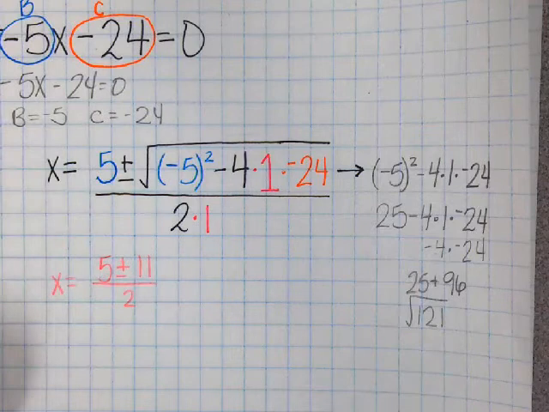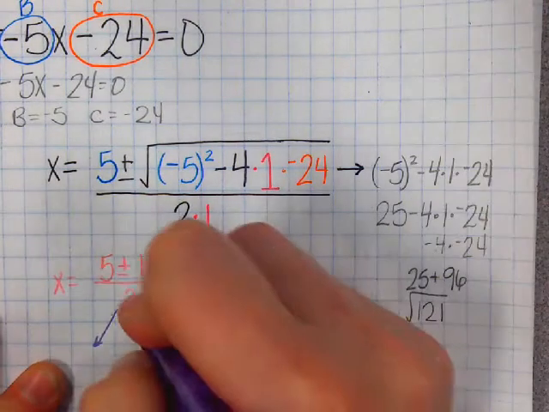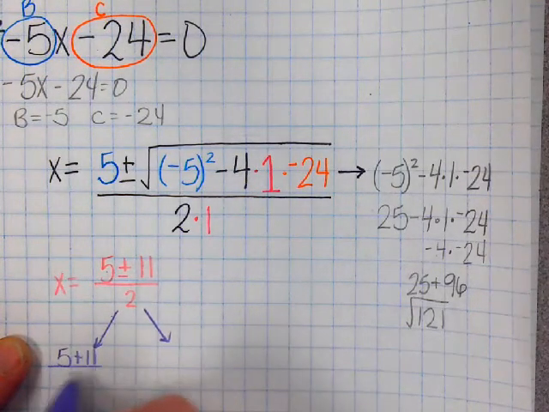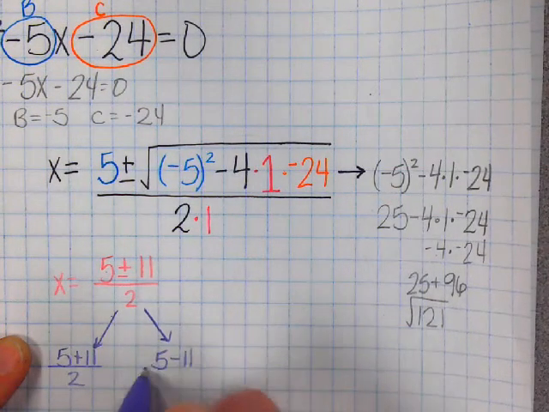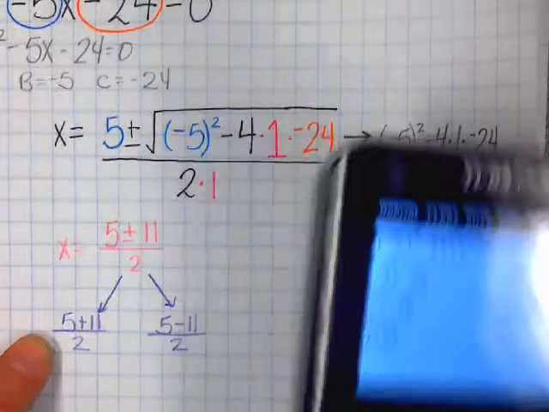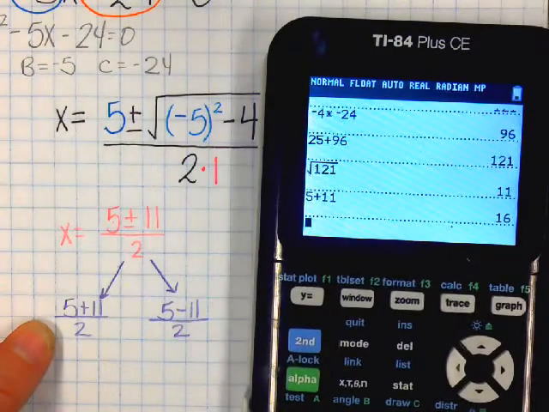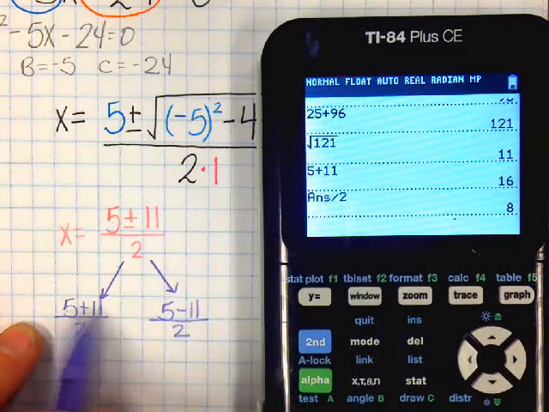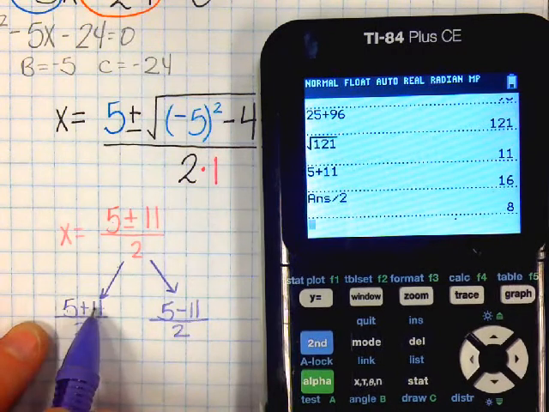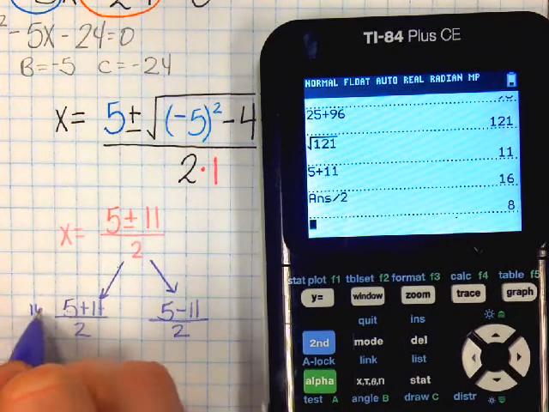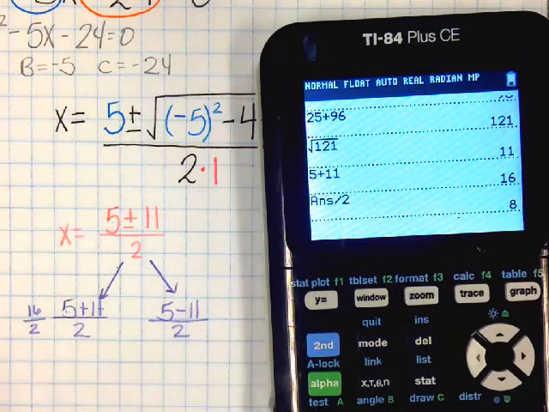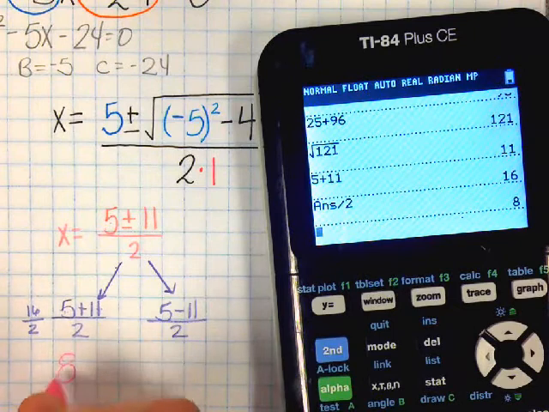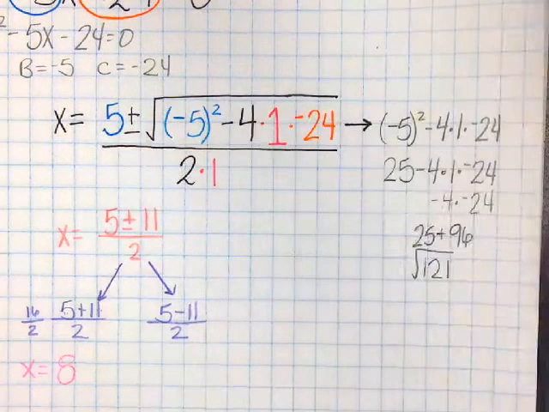Now, this is the same type of thing that we did for completing the square, where you had to write it once as a positive, once as a negative. So I'm going to write it as 5 plus 11 divided by 2 and 5 minus 11 divided by 2. So 5 plus 11 is 16, divided by 2 is 8. You have to do this stuff up top first and then divide by the 2. So x equals 8.